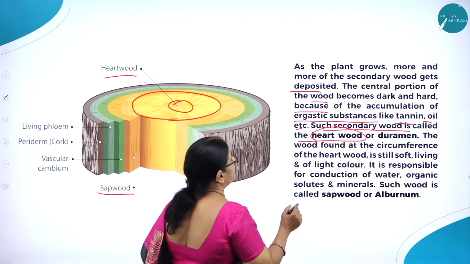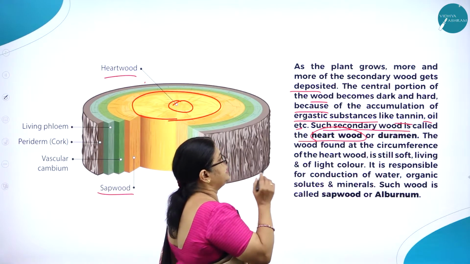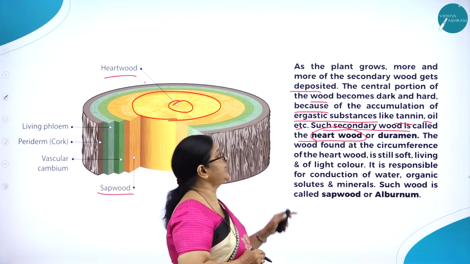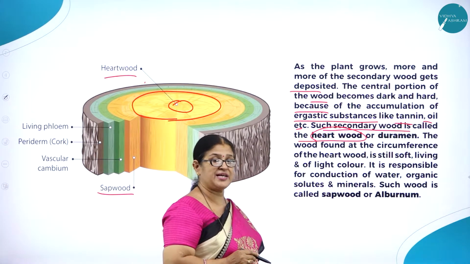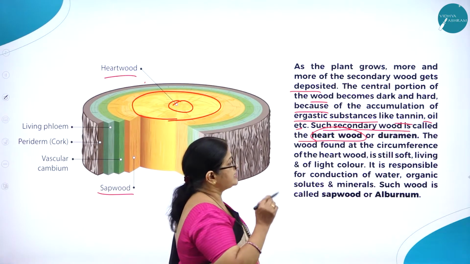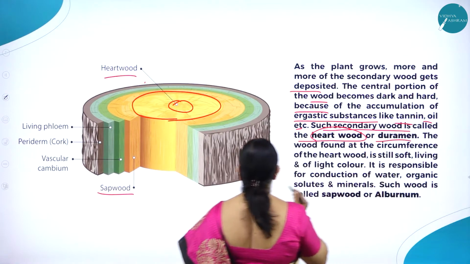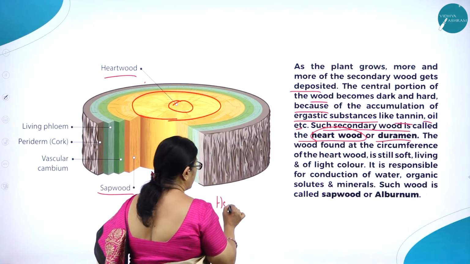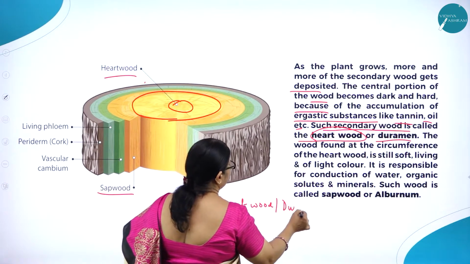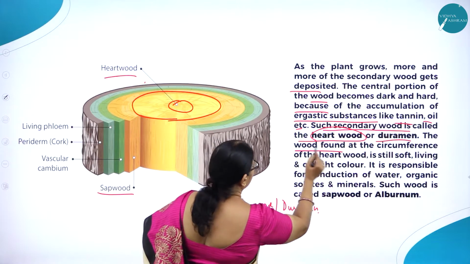So what is heartwood? As the plant grows, more and more of the secondary wood gets deposited and the central portion of the wood becomes hard and dark because of the accumulation of the ergastic substances like what? Tannin, oil, etc. Such secondary wood is called heartwood, or it is also called what? Duramen. Heartwood, or it is called duramen.